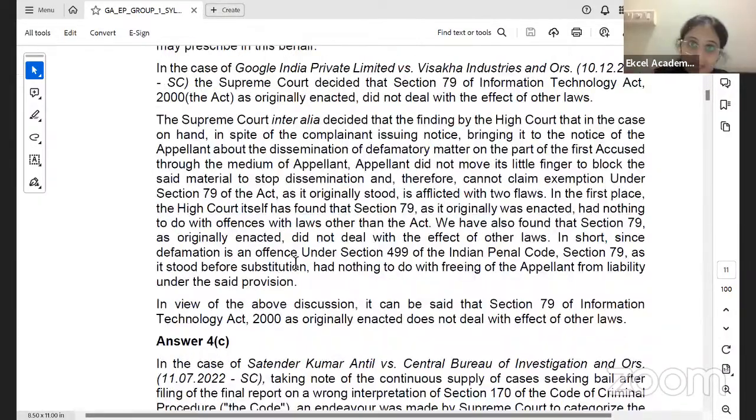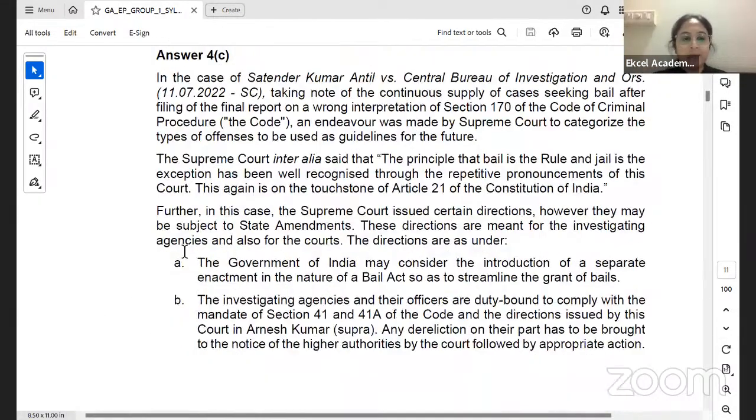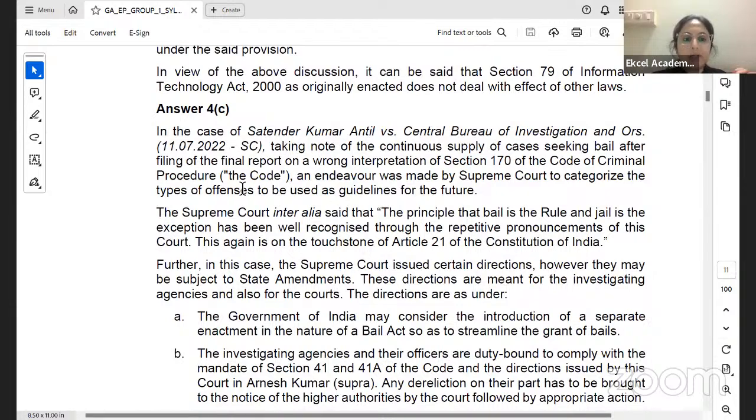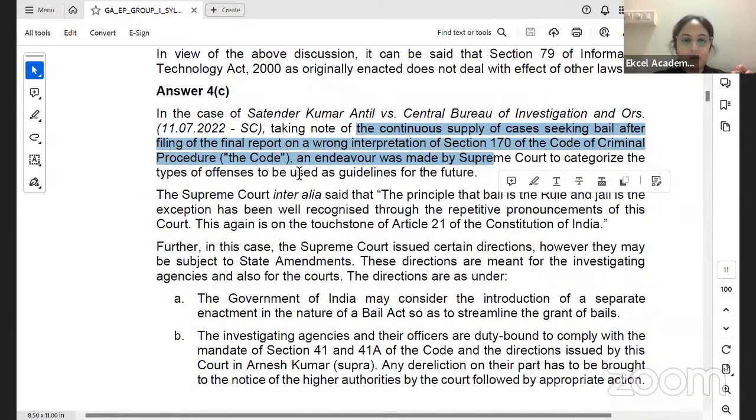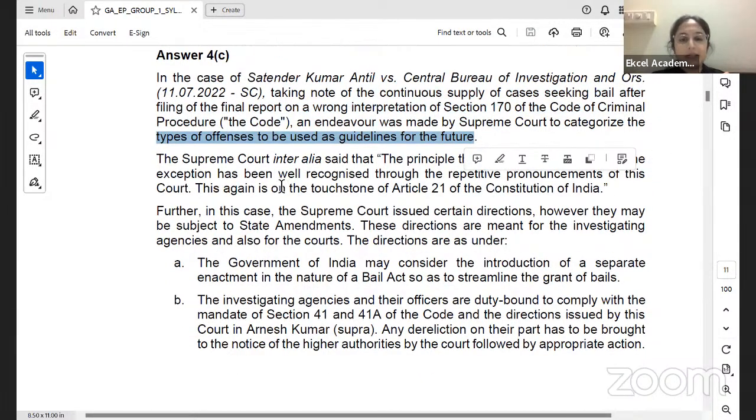So taking this case as reference, some guidelines, some points are told by the court. Those points you have to write as they are. In that case, taking note of the continuous supply of cases seeking bail after the final report on a wrong interpretation, say Section 170 wrongly interpreted, an endeavor was made by the Supreme Court to categorize the type of offences to be used as guidelines for the future.